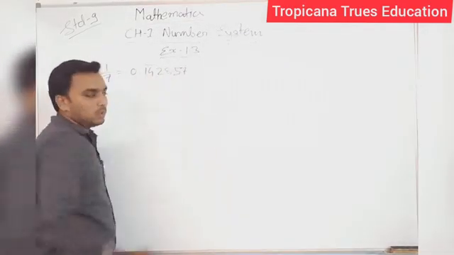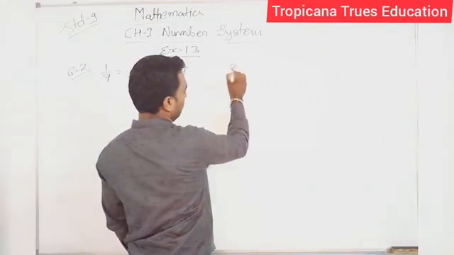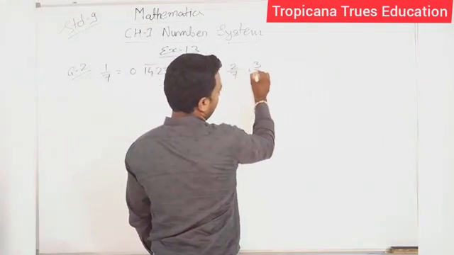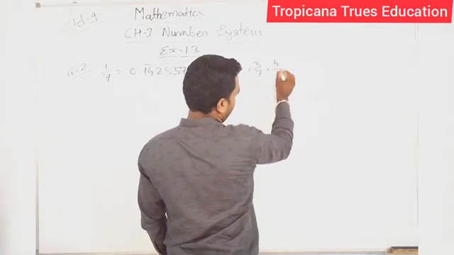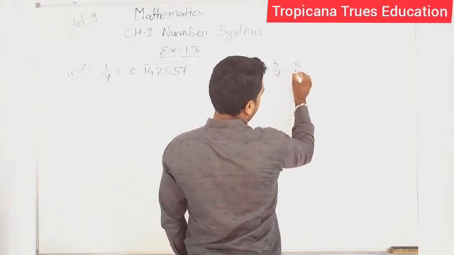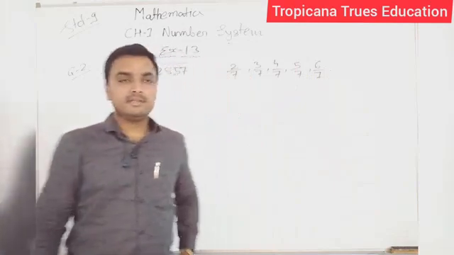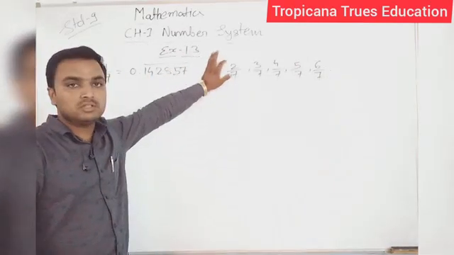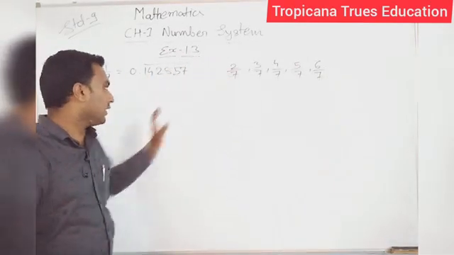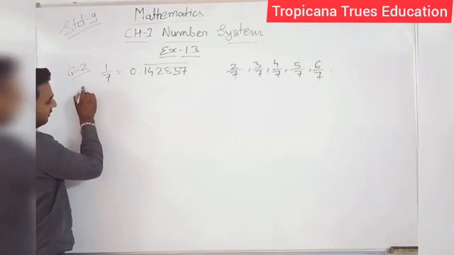Then find out 2/7, 3/7, 4/7, 5/7 and 6/7 without division. We do not have to do the division right over here. Now we know that. How can we write 2 divided by 7?